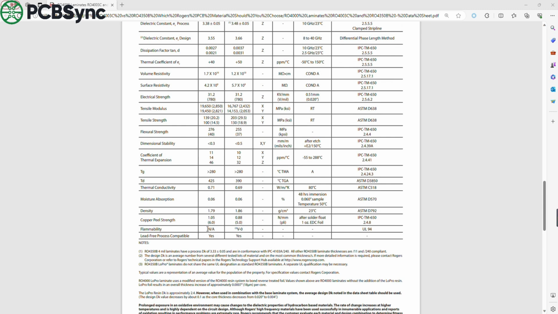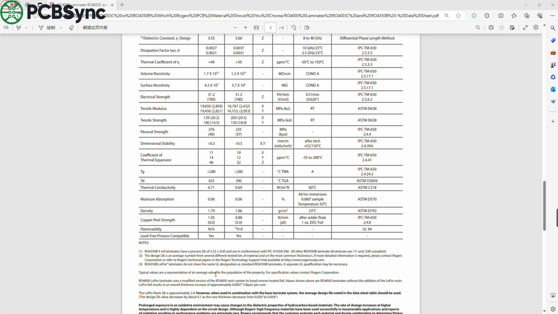The real difference lies in the flammability rating. RO4003C does not have the UL94 V-0 rating. Here it's actually marked as NA. But RO4350B does have it. It is certified to the UL94 V-0 standard. If the product specification clearly requires V-0, then RO4350B is usually the easier option for certification.